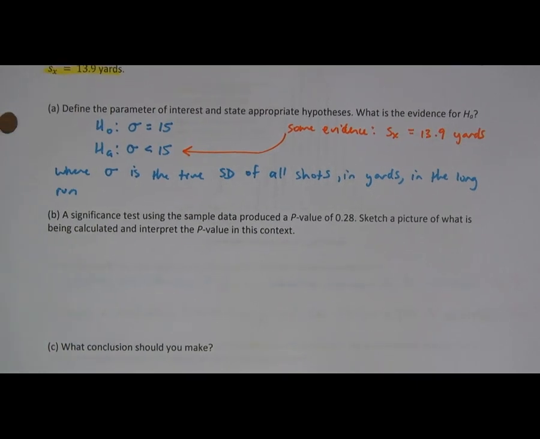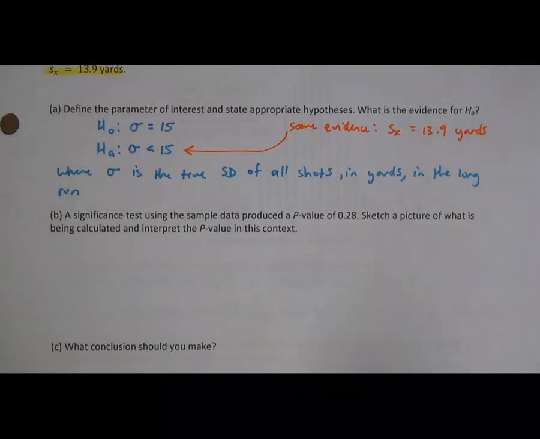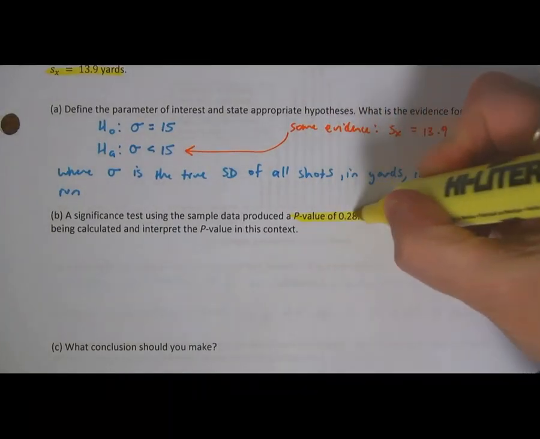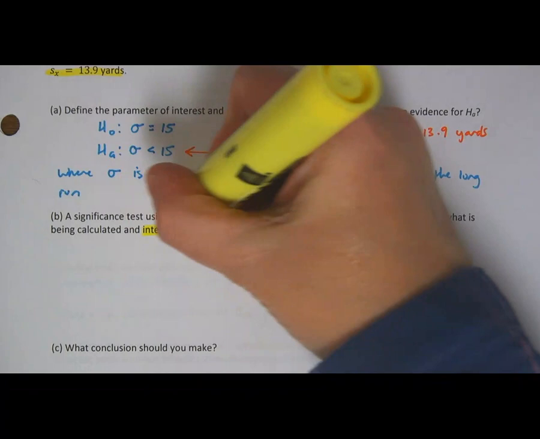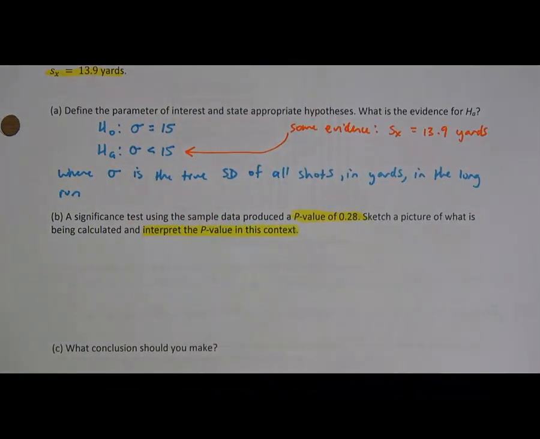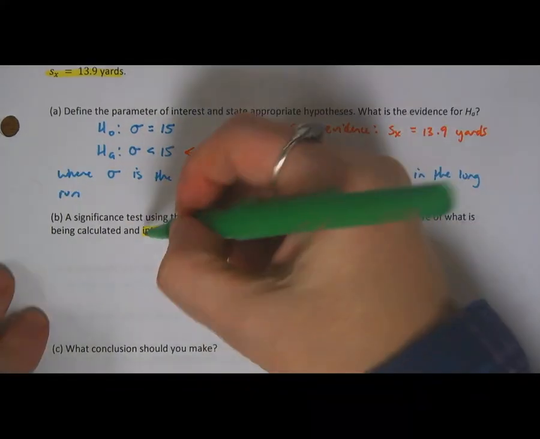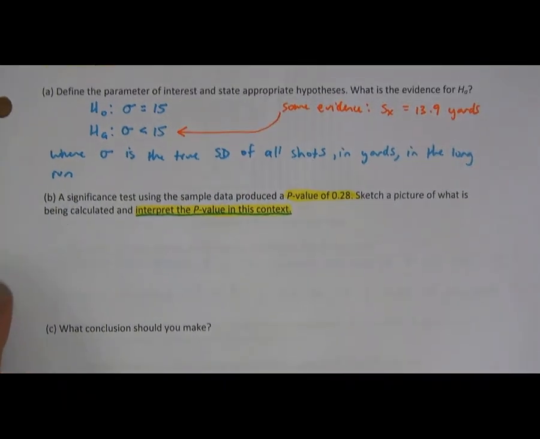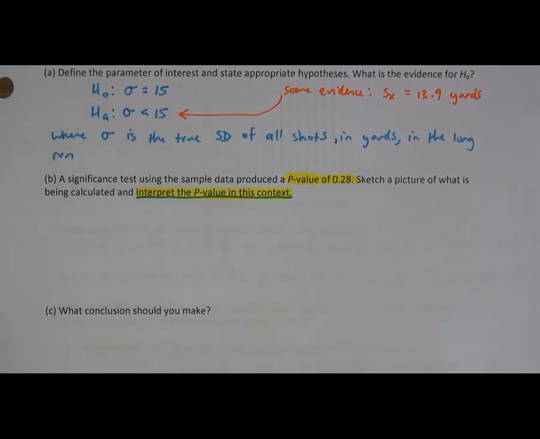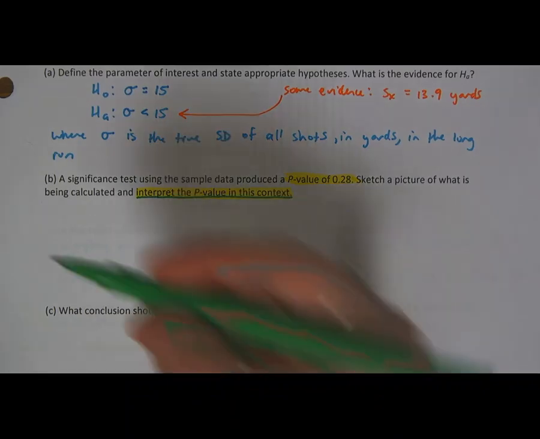A significance test using the sample data produced a p-value of 0.28. Remember, eventually you'll be able to calculate that. Today it's going to be given to you. Sketch a picture of what is being calculated and interpret the p-value in context. Okay, again, I can't stress this enough. Interpreting the p-value tends to be difficult for people, putting into words what that value really means.